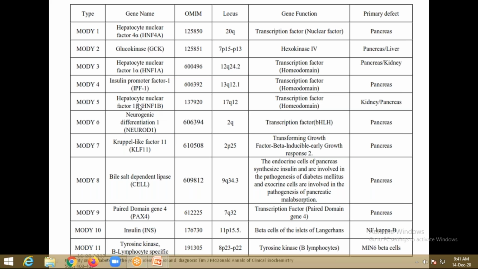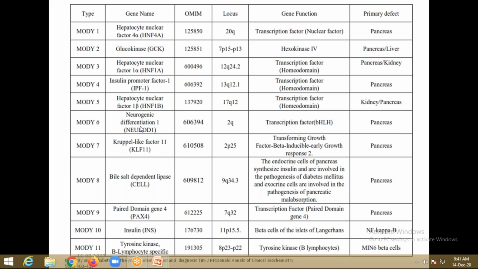Then coming to MODY 5, that is HNF1 beta, and the chromosome involved is 17q. It is also a transcription factor, and you find problems with the kidney and pancreas. There will be an MCQ asking where there is polycystic kidney disease, or where there are cysts. Kidney is involved in the case of MODY 3 and 5. For 5, you remember that you get polycystic kidney disease.